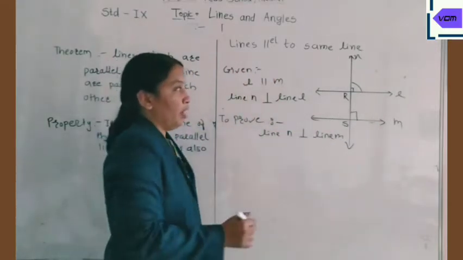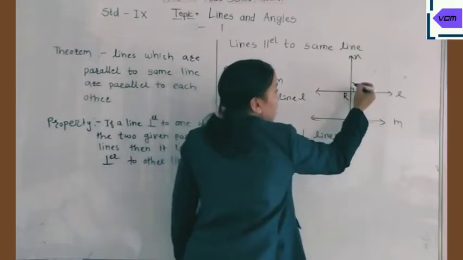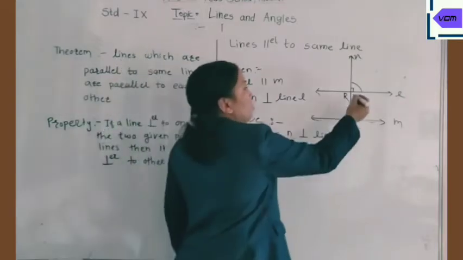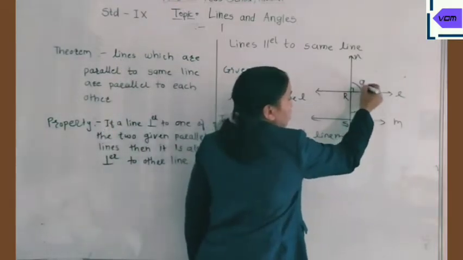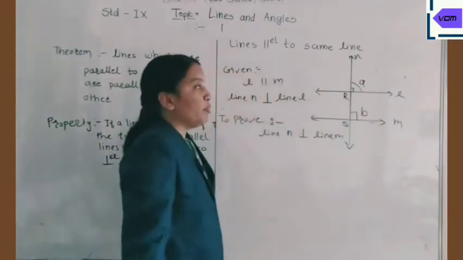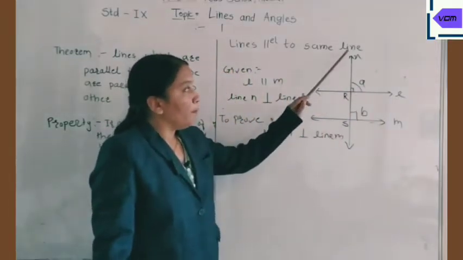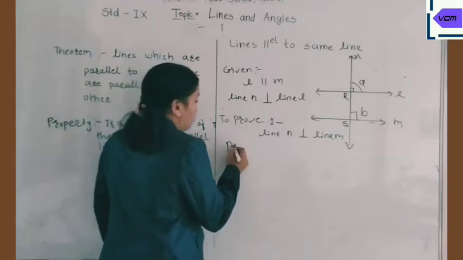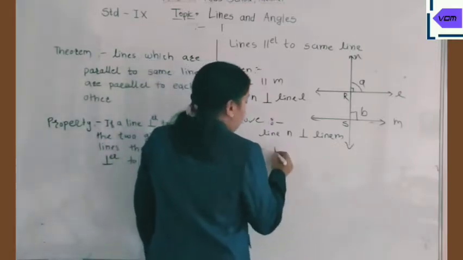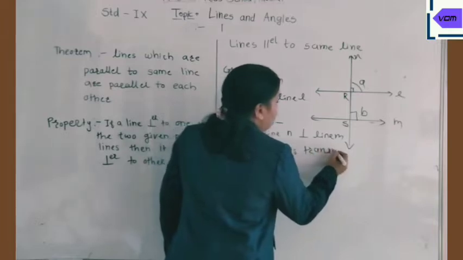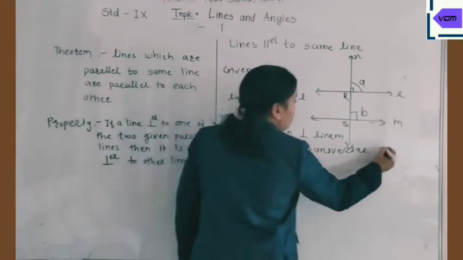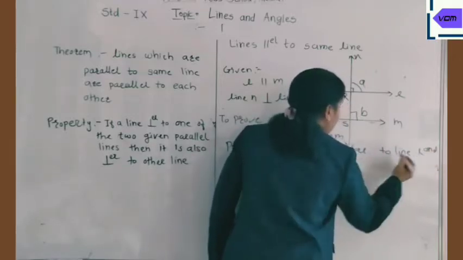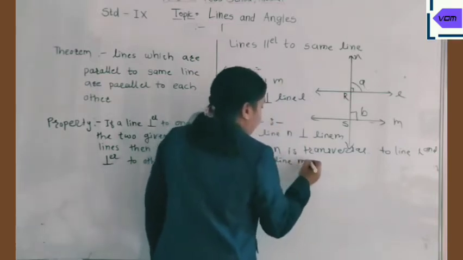As lines are parallel and N is a transversal, angle R is equal to angle S, because both are corresponding angles. Suppose we name them A and B. Angle A is equal to angle B because these are the corresponding angles made by this transversal to the parallel lines L and M. So in the proof you just have to write that. That is, N is a transversal to line L and to line M also.